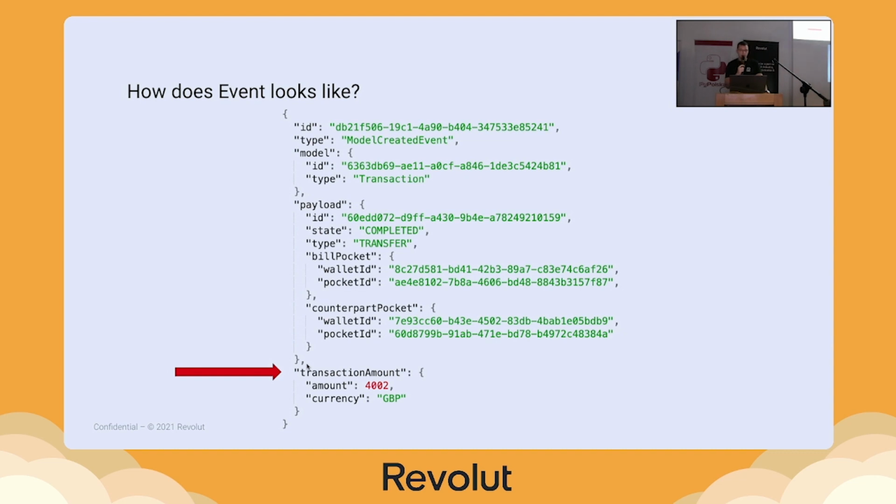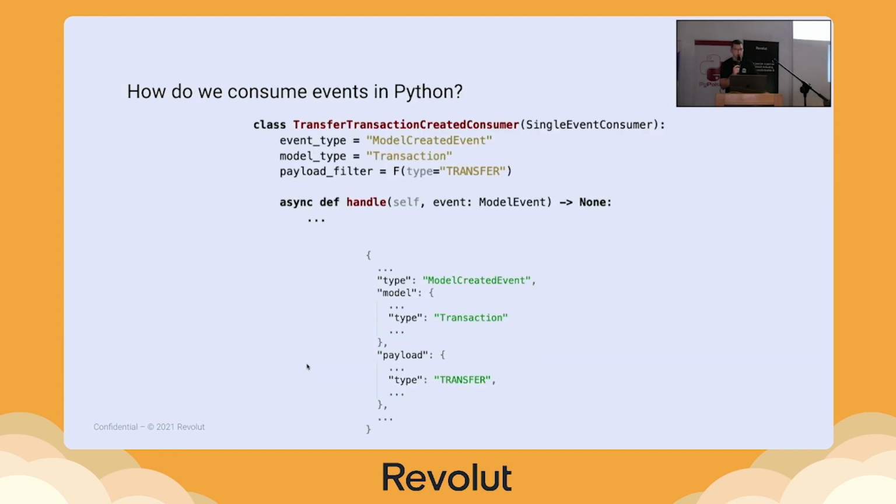And now let's move to my favorite part. Let's finally take a look on some code example. How do we consume those events in Python? With actually usage of our internal shared library, developer has to define a consumer class with an appropriate config. It can be done just in couple lines of code.